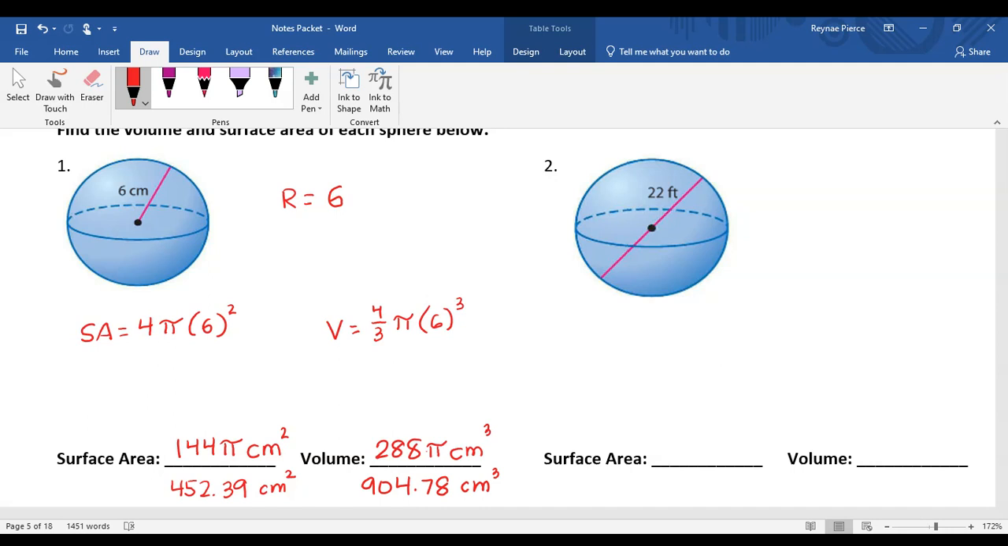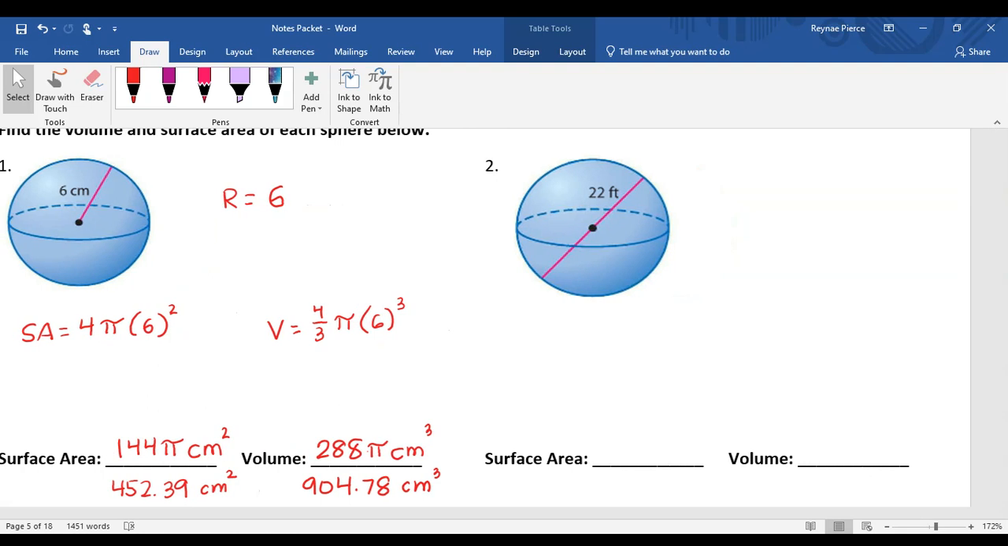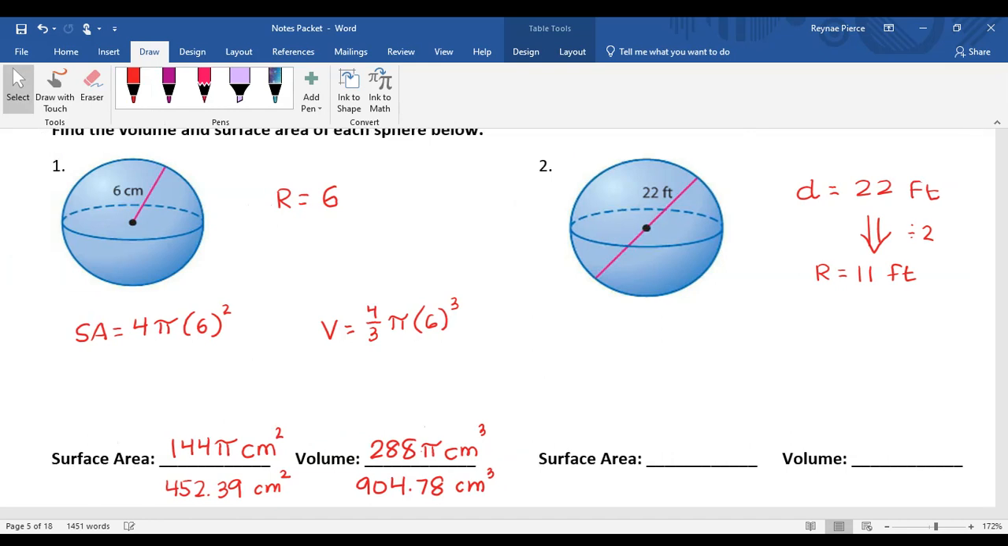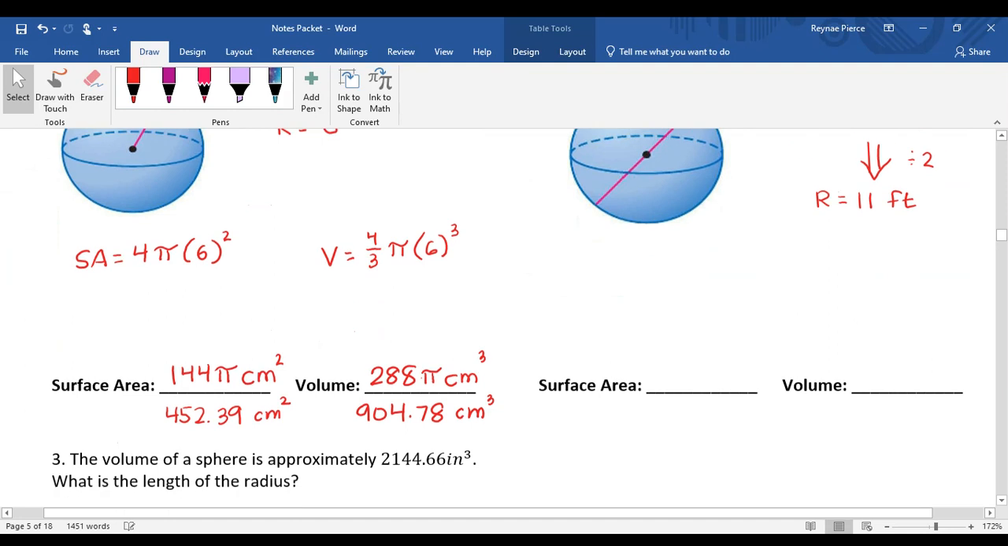Number 2, the only difference is we're given the diameter. The diameter of this sphere is 22. Just because we're in 3 dimensions, that's not going to change. To get to our radius, we divide by 2. So our radius is 11 feet. I want you to go ahead and try to find the surface area and the volume for example 2. And if you've got questions, we can talk about it in class.